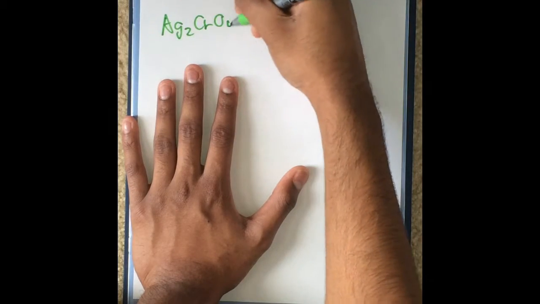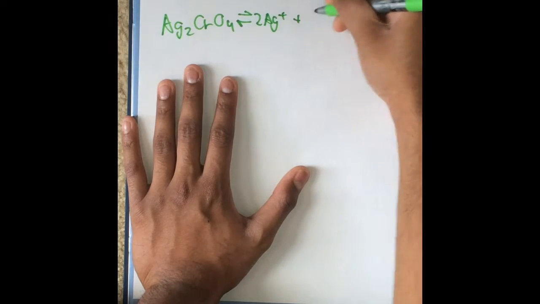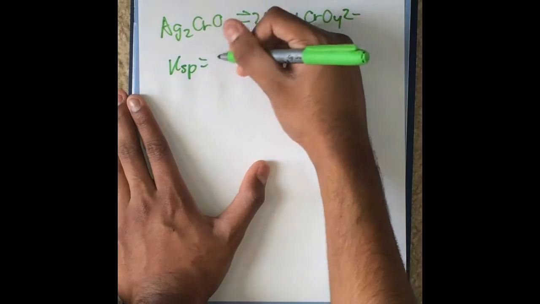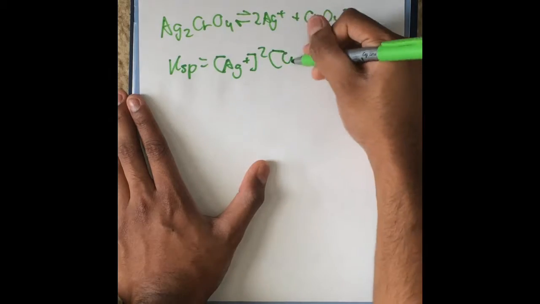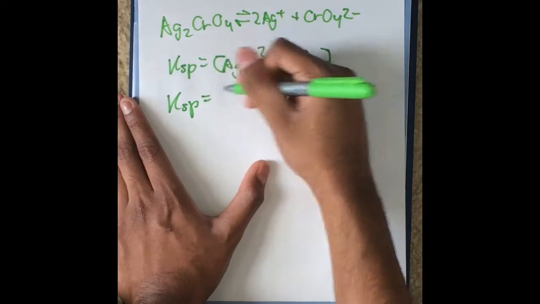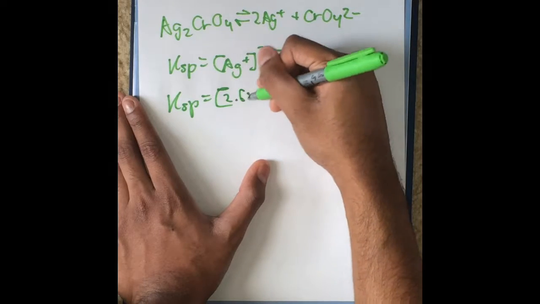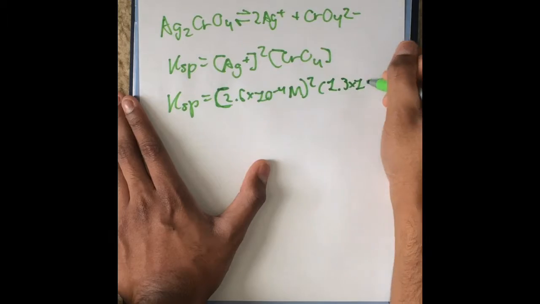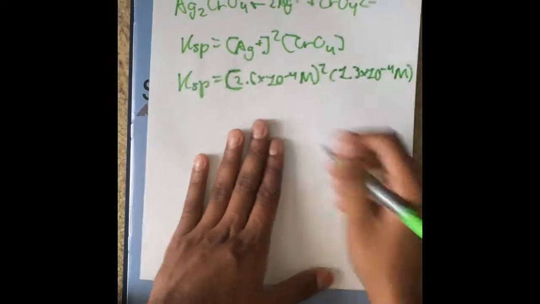Now let's apply this concept to a real-life example. Let's say that the reaction is shown here, and we know that the concentration of chromate is 1.3 times 10 to the negative 4, while the concentration of silver is 2.6 times 10 to the negative 4. The equation for KSP is shown here, and if we plug in the values, we get 8.0 times 10 to the negative 12 as our KSP.